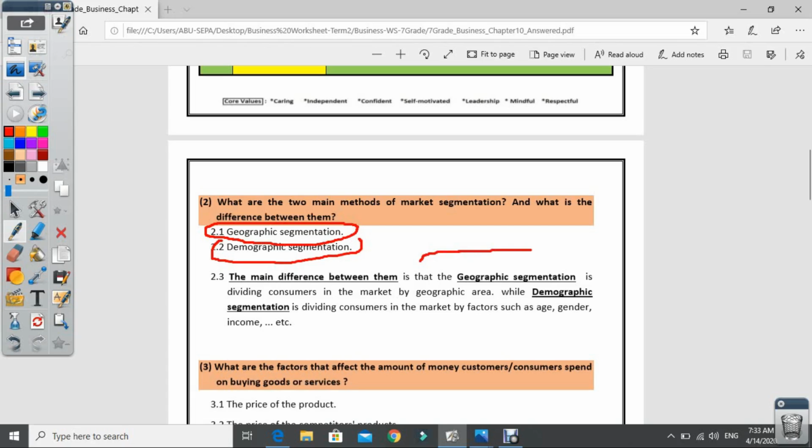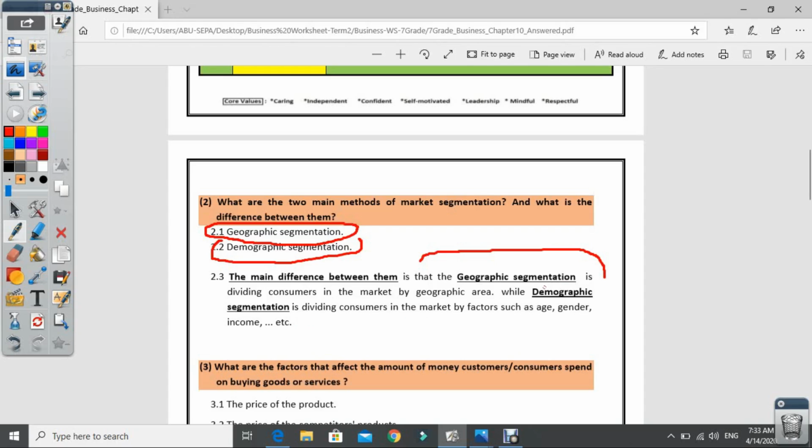The first one, geographic segmentation, is dividing consumers in the market by geographic area, like the people in Jordan or people in Iraq or people in Syria. Or the people in Amman, the people in Balqa, the people in Aqaba, for example. Or the people in Africa, the people in Asia, the people in Europe. Okay, guys?